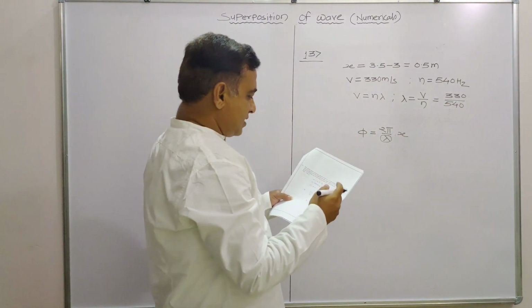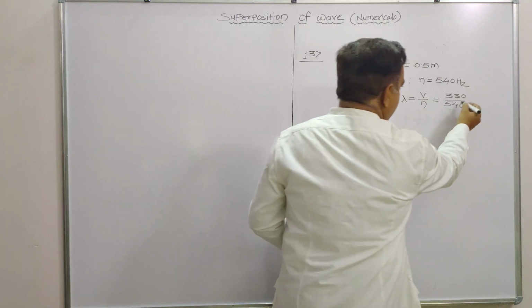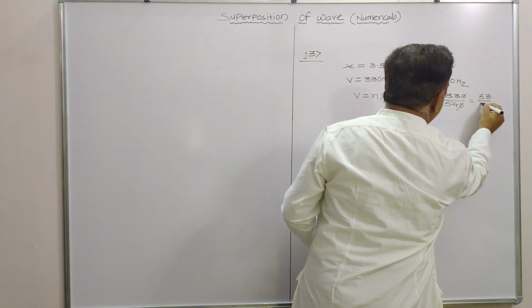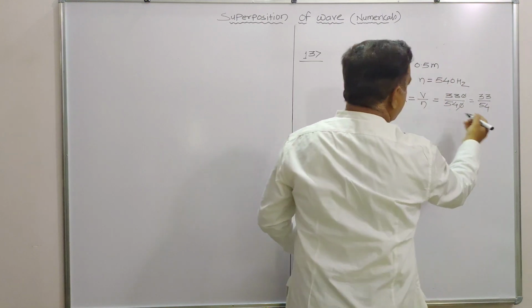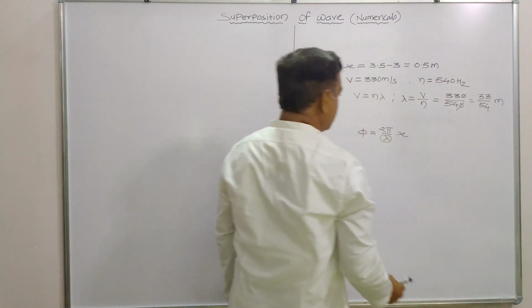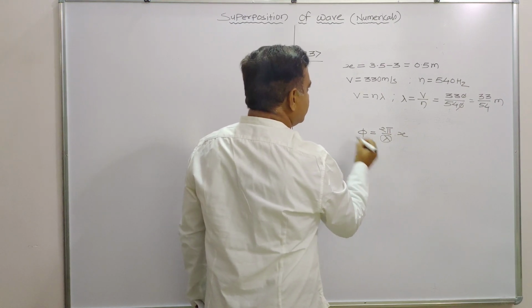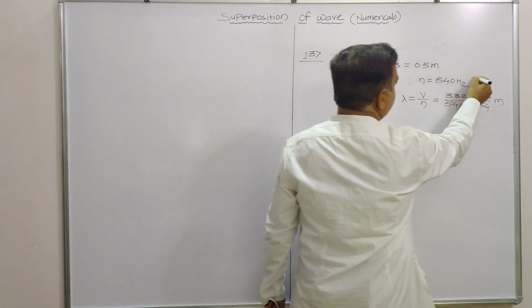Okay, lambda is equal to this much, which after cancelling this 0 comes out to be 33 upon 54. Lambda is in meter. So we need to substitute, because we need to calculate the phi.